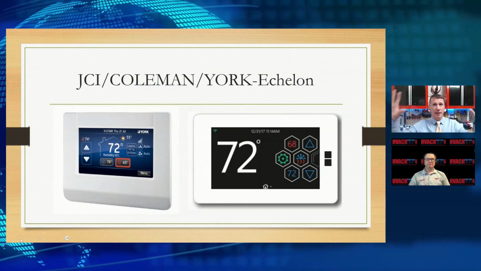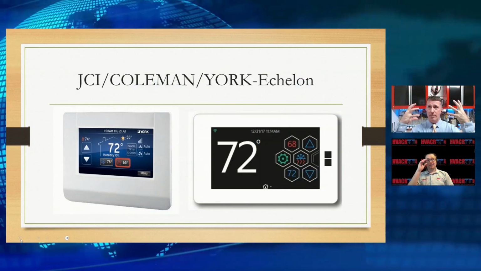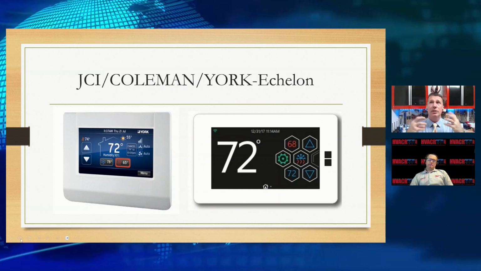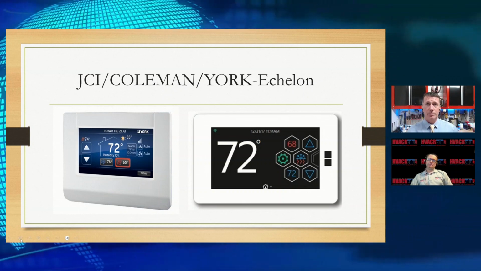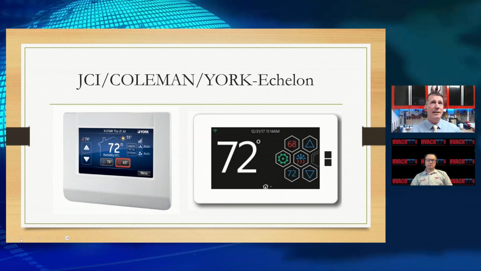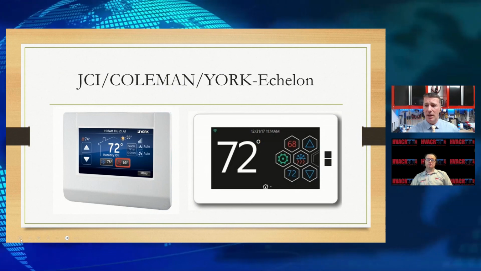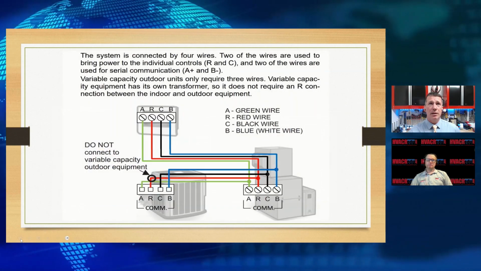Okay, so that's an overview of our Daikin. We learn a lot about what's going on in that one. So let's look at the other networks and see how similar they are. Now we'll see one on the JCI side. A lot of times you'll see it referenced as Echelon. It really is their communicating system.